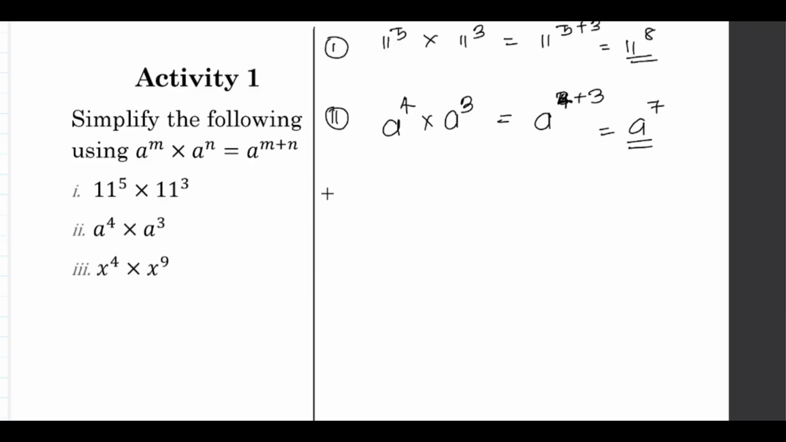And then the third one, we have x raised to power 4 multiplied by x raised to power 9. We are multiplying the same base, so we add the powers. x raised to power 4 plus 9. 4 plus 9 will be 13, so we have x raised to power 13. So this is how you apply the multiplication law of indices, which is very simple and straightforward.